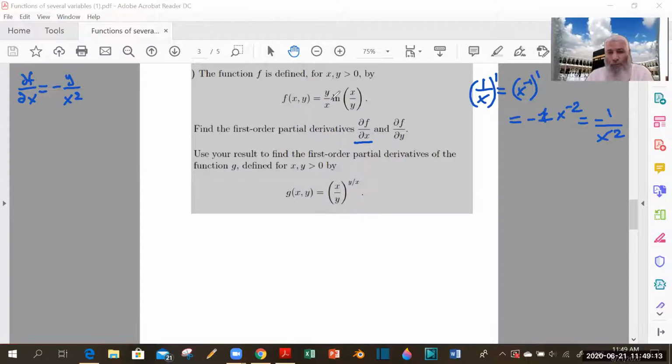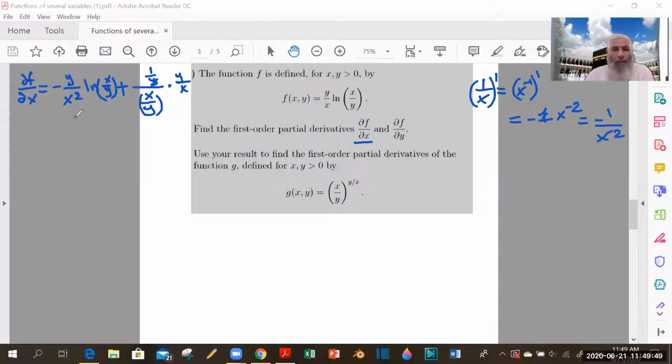This is the multiplication rule, two functions. The derivative of the first function multiplied by the second function, plus the derivative of the second function with respect to x. The derivative of ln is 1 over the bracket, multiplied by the derivative of the inner part of the bracket. The derivative of this with respect to x is 1 over y, multiplied by the first, which is y over x.